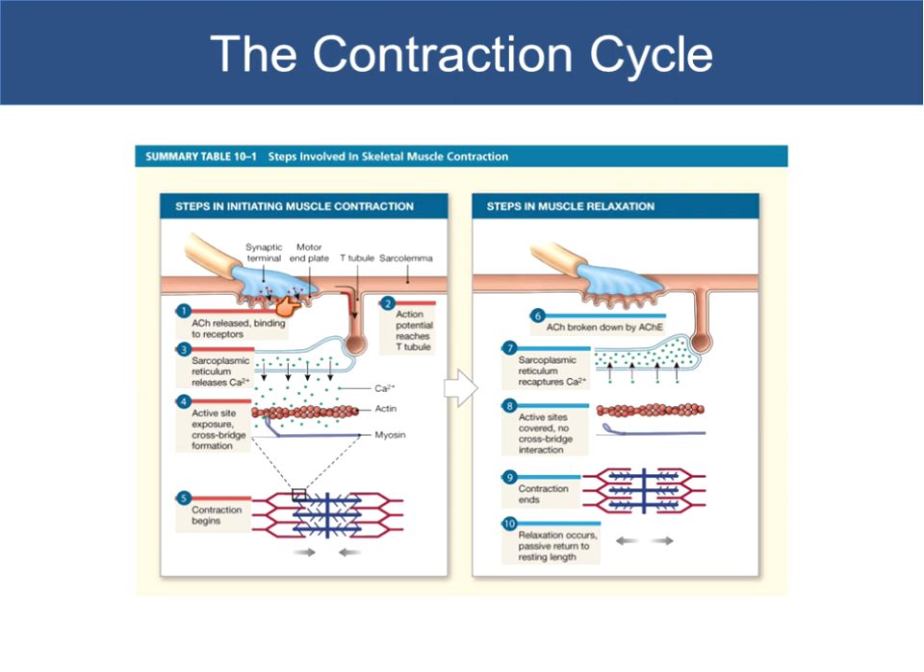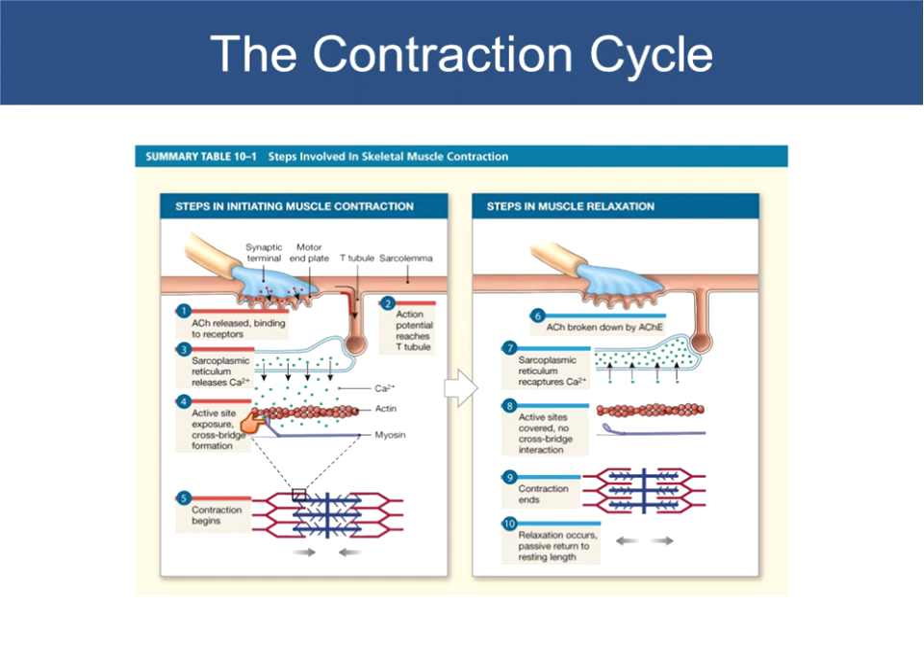When that triggering of the other action potential takes place, it will reach the T-tubule, which will then cause the sarcoplasmic reticulum to release calcium. When that calcium is released, it's going to bind to troponin on the thin filament, causing tropomyosin to roll over and expose the active sites. Those active sites being exposed is what allows for the cross-bridge formation to take place. The myosin is attracted to those exposed active sites.